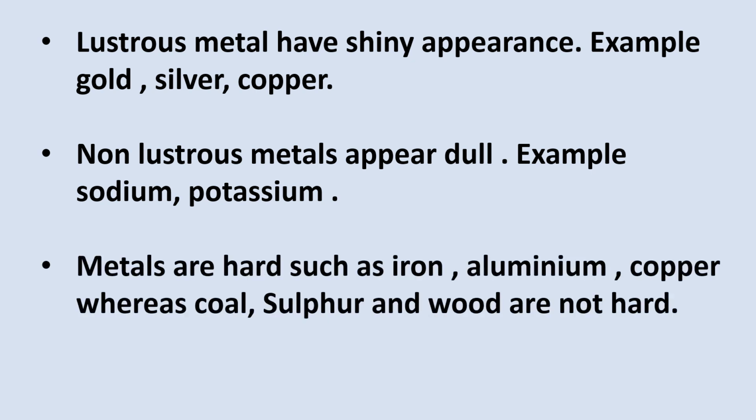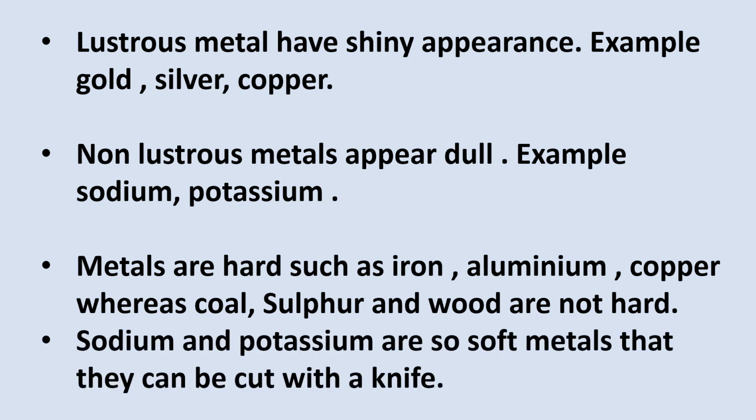Metals are hard such as iron, aluminium, copper, whereas coal, sulfur and wood are not hard. Sodium and potassium are such soft metals that they can be cut with a knife. So two metals which are very soft, which we can cut with a knife, are sodium and potassium. So they are called soft metals.